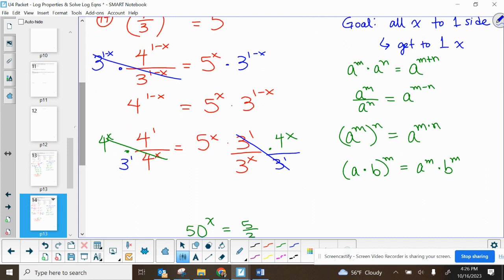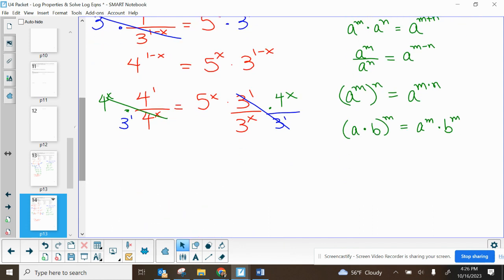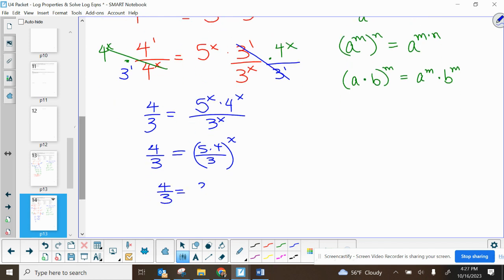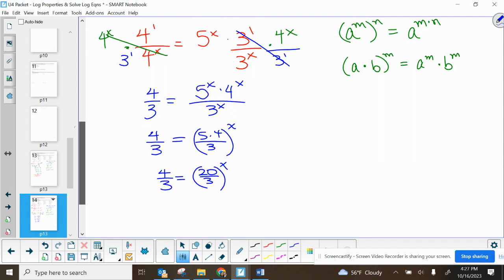So now I have a little bit left over from my last problem. So now I have 4 over 3 equals 5 to the x times 4 to the x over 3 to the x. Now you could have skipped writing that step, and just written 5 times 4 over 3 to the x. So 4 over 3 equals 20 over 3 raised to the x. No, I cannot multiply by 3 on both sides because I have that raised to the x part. So I'm just going to have to use logs. So log base 20 over 3 of 4/3 is x.